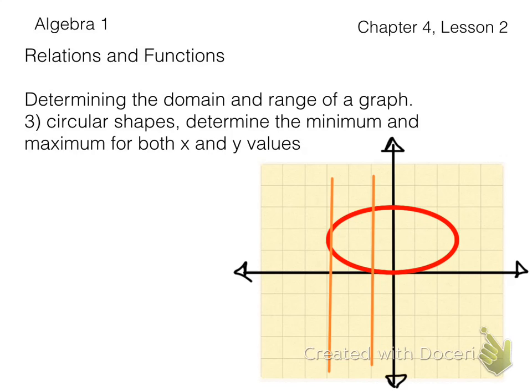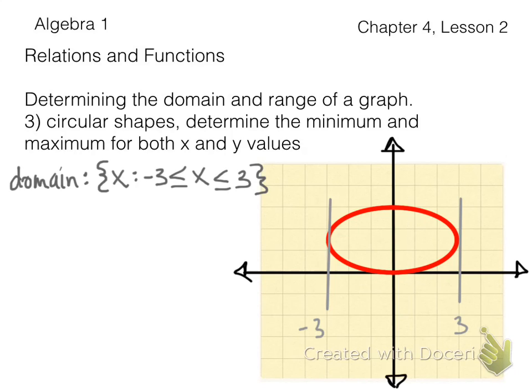But we still need to figure out what the domain and range are, okay? So the domain and range is basically going to be the minimums and maximums based on the x's and y's of the circular shape. So the domain is going off of the x-axis. So this is basically where the oval stops, here and here. Well, that's basically going to be -3 and +3. So the domain is between those.